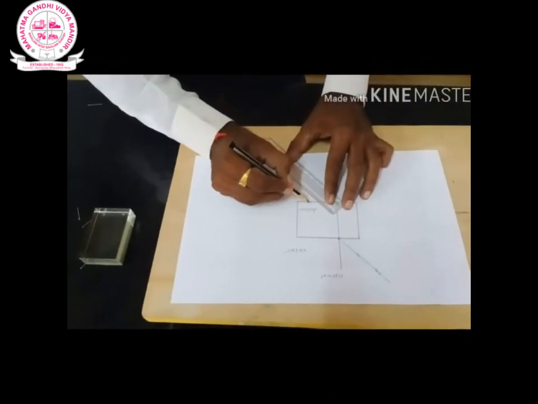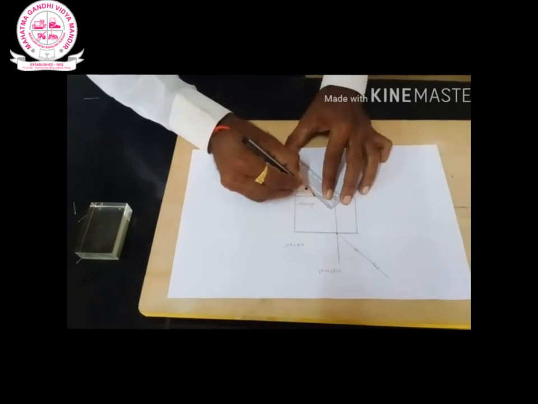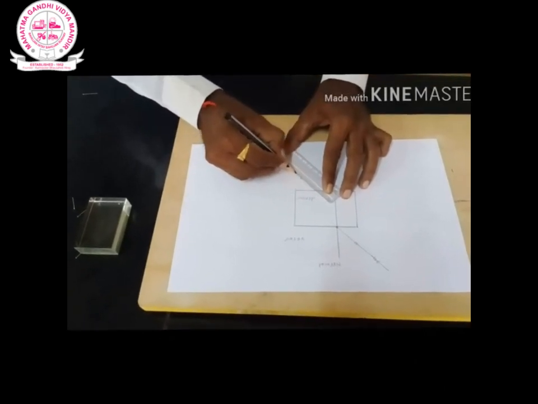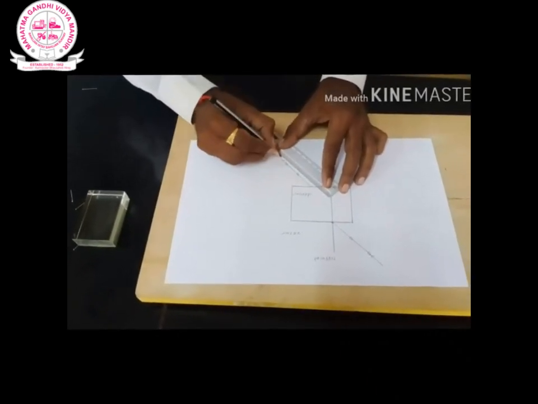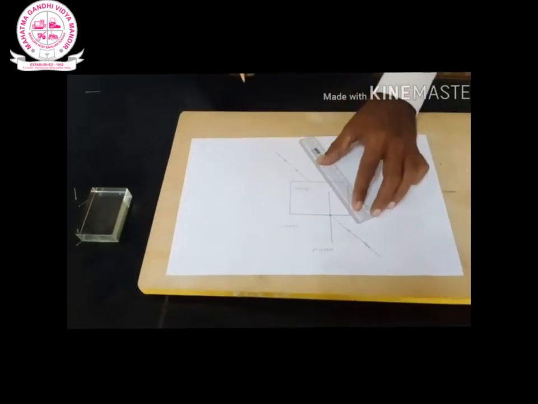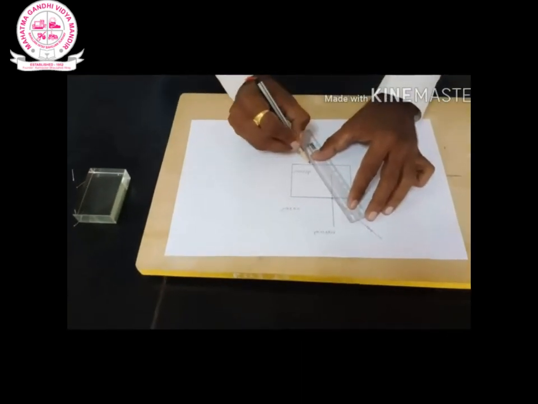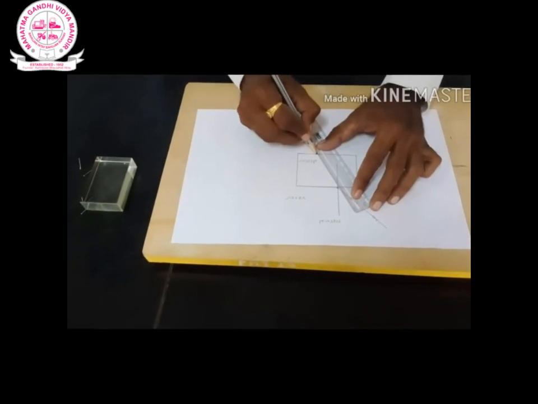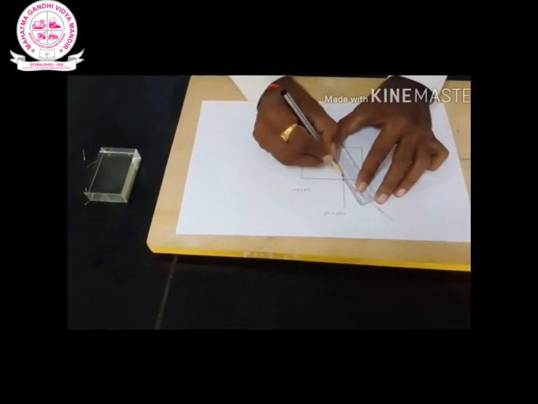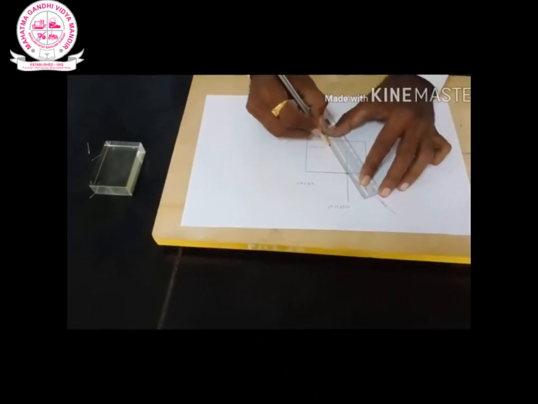Now for emergent ray, draw the emergent ray like this way. This is emergent ray, and join this point of emergence and point of incidence. This is nothing but refracted ray.